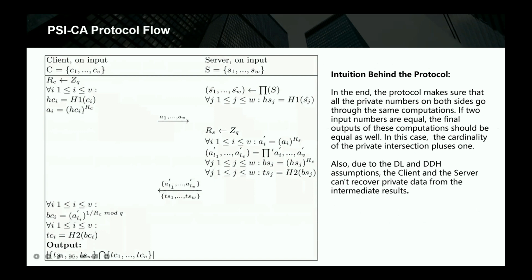This picture is the protocol flow. I don't want to bother you with the details of this protocol. It takes time to understand all these equations and symbols. So I will show you the intuition behind the protocol and why it is wrong. The intuition behind the protocol is that in the end it makes sure all the private numbers on both sides go through the same computations. If two input numbers are equal, the final outputs of these computations should also be equal. In this case, the cardinality of the intersection is increased by 1. Also, due to the DL and the DDH assumptions, the client and the server can't recover any private data from the intermediate results.